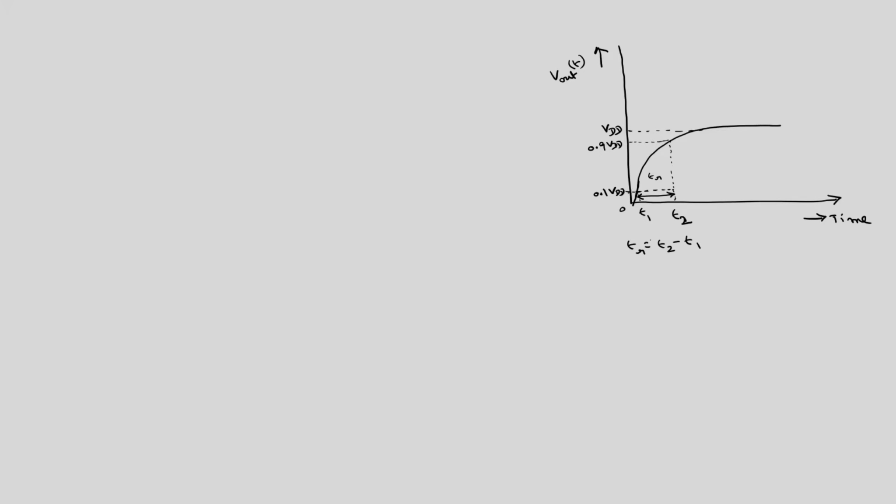We can easily write the mathematical expression for this Vout as a function of time. Vout of time, I am not writing function of t, it is understood, can be written as VDD times 1 minus e raised to the power of minus t by tau p, where tau p is RP Cout.